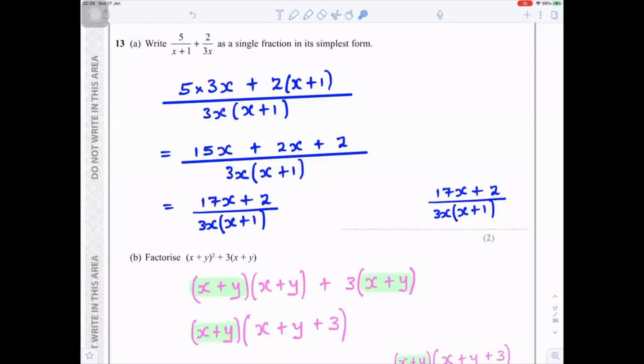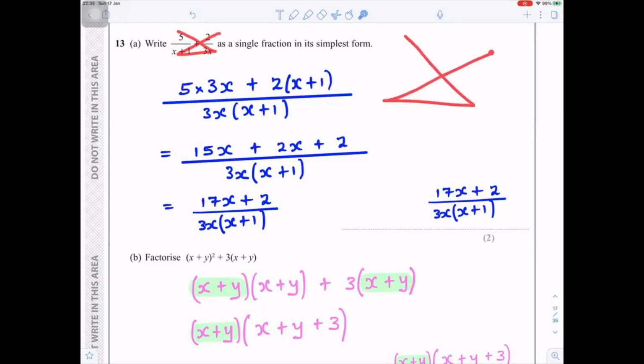Question number 13. Write 5 over x plus 1 plus 2 over 3x as a single fraction in its simplest form. So we can use the upside down table method. So we have 5 times 3x, you write that down, plus 2 times x plus 1, divided by x plus 1 times 3x, which is there. So you're following that pattern like that.